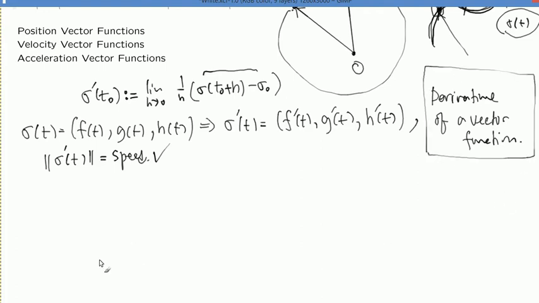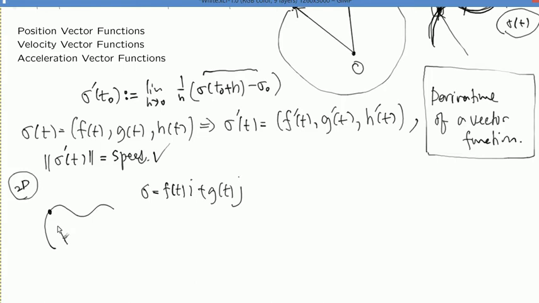The geometric idea is that if you have this thing in 2D, let's say sigma is given by f(t) i plus g(t) j, that's the parametric equation. You look at one position there, t equals t0, the position vector. And if you calculate sigma prime t0, you will compute f prime of t0 i plus g prime of t0 j, right? That will be the velocity vector.